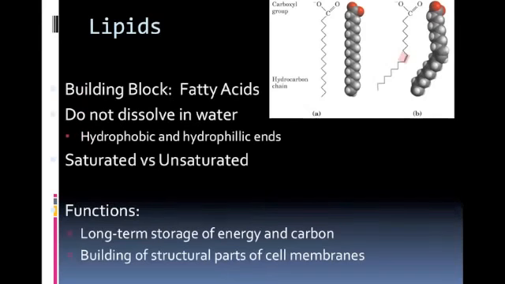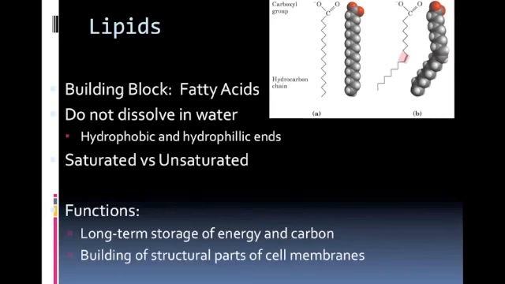The second type of macromolecule is a lipid, of which the fatty acid is a building block. Lipids do not dissolve in water due to their hydrophobic and hydrophilic ends. If you look at the picture, those are pictures of fatty acids, and you have your carboxyl group on one end and a hydrocarbon on the other. You notice it's just a long, long chain of carbons. Each one of those lines represents a bond between two carbons.